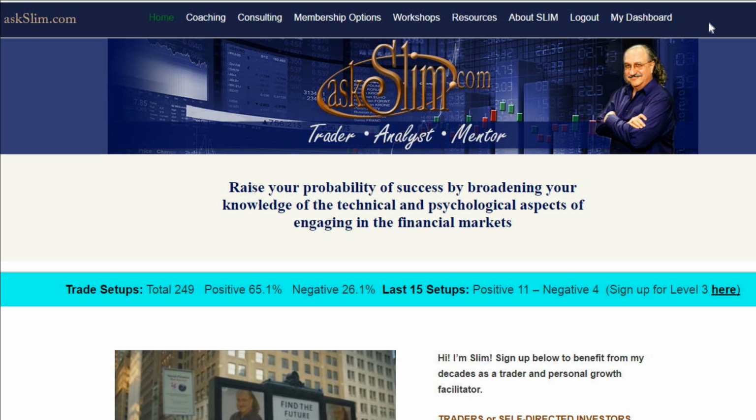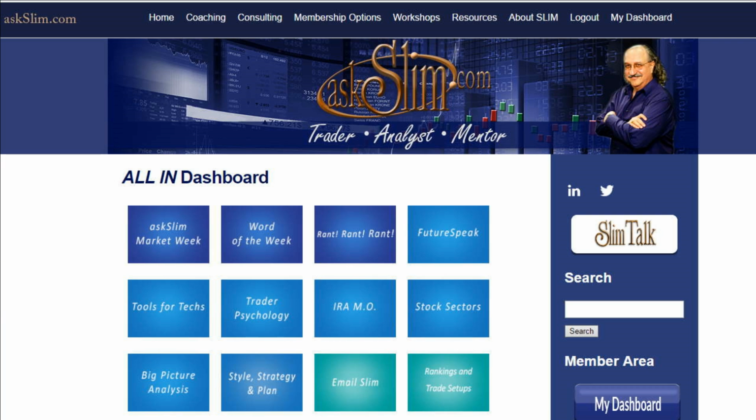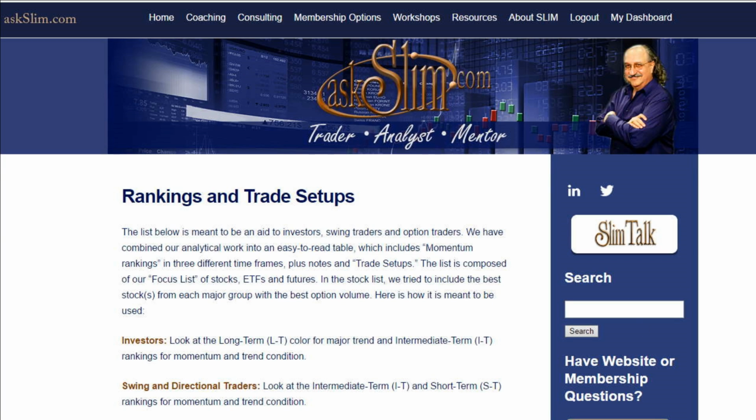So what we're going to do is click on the dashboard, which is how our members get into the site. You can see if I click on the dashboard, it's going to bring up the different icons. This is where the videos are, and then for our level 3 and level 4 members, they can email me directly with questions, and here are our rankings and setups right here. So I'm going to click on rankings and setups and go into that page, and there you can see it.